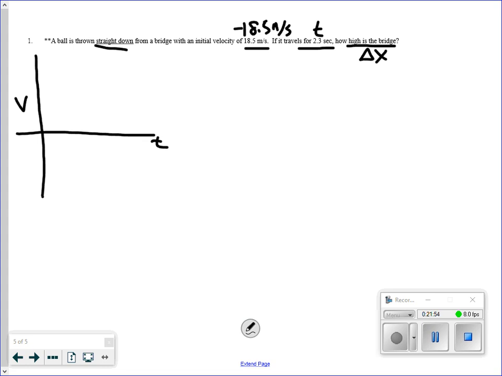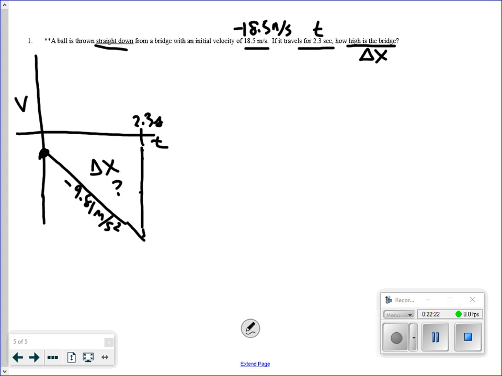All right, and here's my time, of course, and I want to know how high is the bridge, so that's delta x. Okay, so if my initial velocity is negative 18.5, that means it's starting like down there, down in the fourth quadrant. And yeah, gravity is going to accelerate it after that. So we still have negative 9.81 meters per second squared. That doesn't change. All right, and we know that the time it travels is 2.3 seconds. Okay, that helps me, so I can make my little triangle here. I want to know how high the bridge is. That's kind of the key. Oh, wait, I got to label this part. I forgot. Let's do that. Okay, so I have a decent amount to work with here.